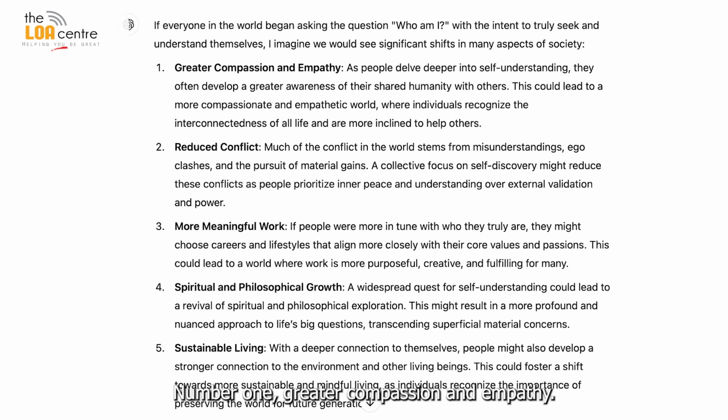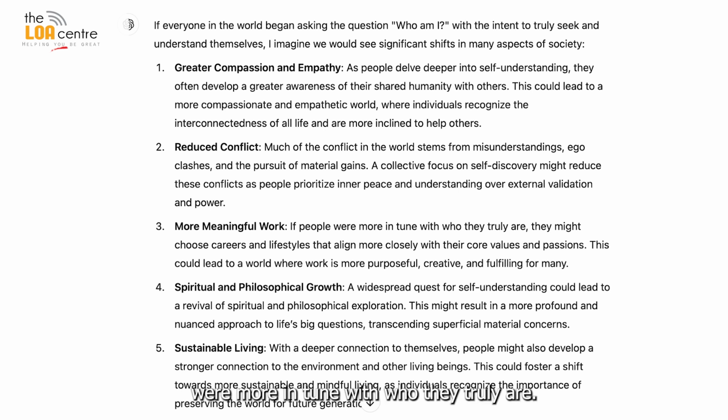Number one, greater compassion and empathy. As people delve deeper into self understanding, they often develop a greater awareness of their shared humanity with others. This could lead to a more compassionate and empathetic world where individuals recognize the interconnectedness of all life and are more inclined to help others. Second, reduced conflict. Much of the conflict in the world stems from misunderstandings, ego clashes, and the pursuit of material gains. A collective focus on self-discovery might reduce these conflicts as people prioritize inner peace and understanding over external validation and power.